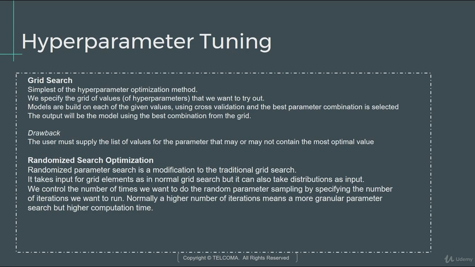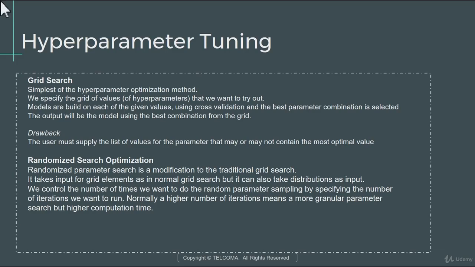Now, when you talk about hyperparameter tuning or hyperparameter optimization, it is the process of finding the best value for a particular hyperparameter. There are two popular techniques that can be used for hyperparameter tuning. One is grid search, and the second is randomized search optimization. Grid search is an extremely simple option. It's one of the simplest forms of hyperparameter tuning.